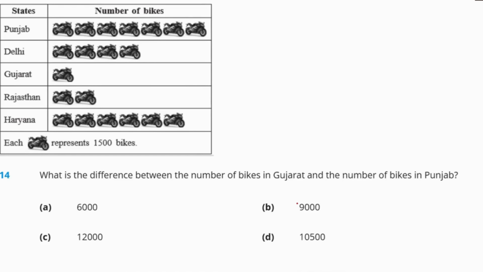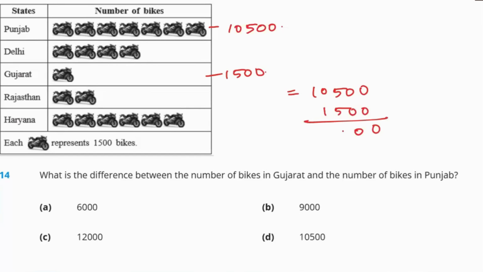Next question. What is the difference between the number of bikes in Gujarat and the number of bikes in Punjab? The number of bikes in Punjab is 10,500 and the number of bikes in Gujarat is 1,500. They are asking for the difference, so we will subtract these two. So 9,000 is the difference. Option B is the correct answer.